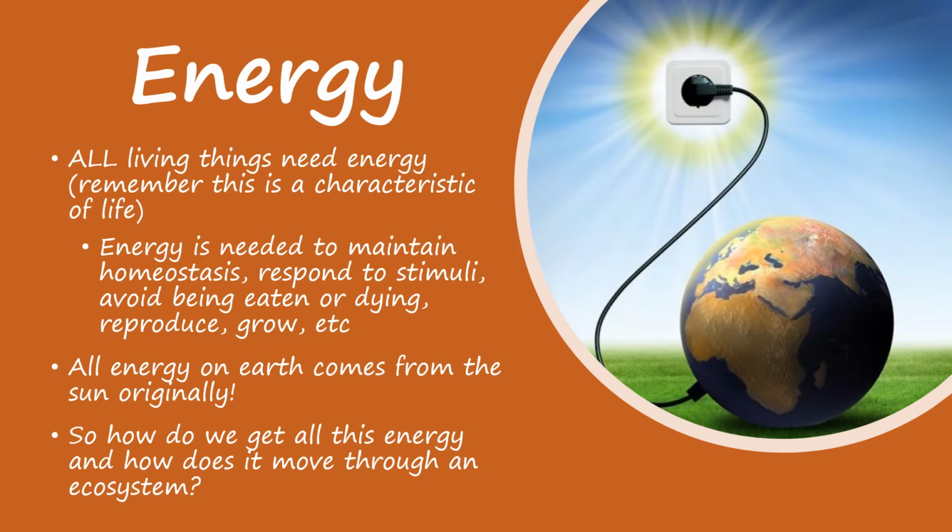Now, all energy on Earth originally comes from the sun. There's a special type of organism on the Earth that can capture that energy from the sun and turn it into a form that the rest of the living things on Earth can use. So let's talk about how we get all this energy and how it moves through an ecosystem, because that's the whole point of ecology, right? How does this stuff move through the ecosystem? How does it interact?